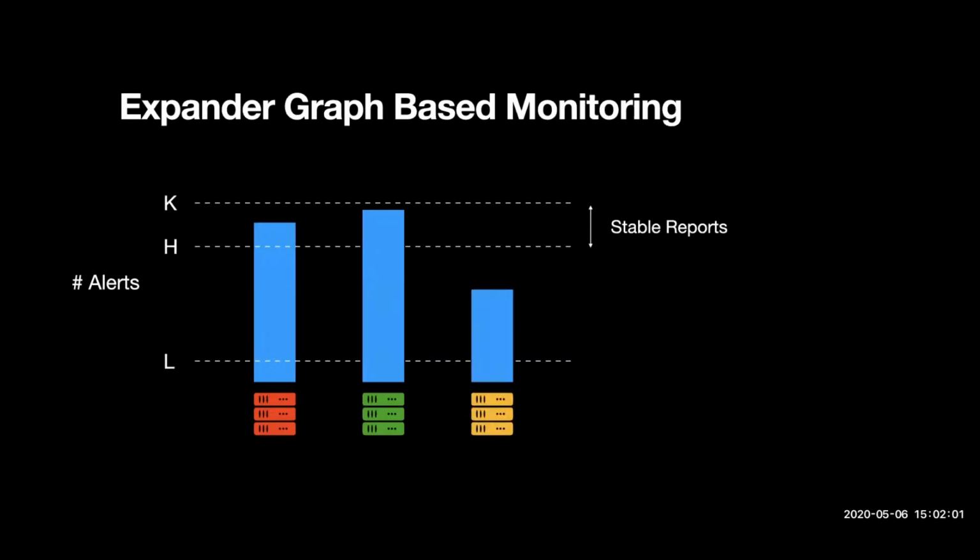However, if the alerts lie between L and H, where L is the low watermark, these reports are deemed unstable. If a report for a subject is stable, then that is a candidate for removal. However, we wait on outputting the new configuration until there exist no processes for which the reports are unstable.